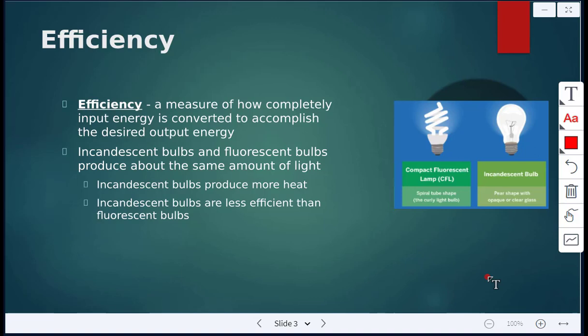All right, so we're comparing the incandescent bulb here with a fluorescent bulb. And what we know about these two bulbs is that they produce about the same amount of light. However, incandescent bulbs produce more heat. And therefore, these incandescent bulbs are less efficient than the fluorescent bulbs.